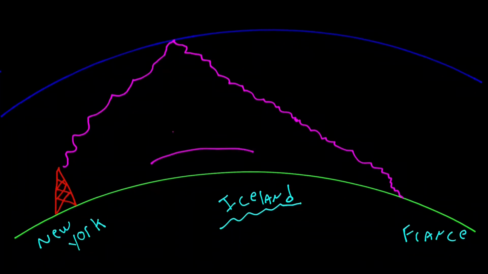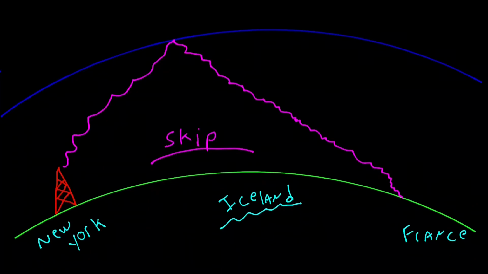So any type of station between New York and France within a certain distance is not going to hear the signal. But New York and France should hear each other's signals because they're bouncing off the ionosphere. But the region such as Iceland or Greenland are in that skip zone, and they're not going to be able to receive any signal.